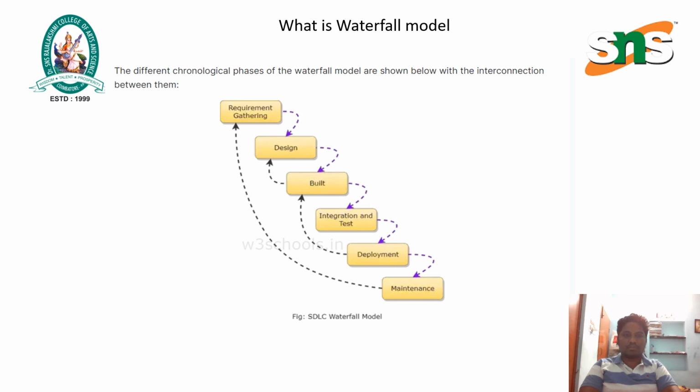So next, the waterfall model design. What is the waterfall model? The different chronological phases of the waterfall model are shown below with the interconnection between them. The first phase is requirement gathering, the second is design, the third is build, the fourth is integration and test, the fifth is deployment, and the sixth is maintenance. This is the whole SDLC waterfall model.